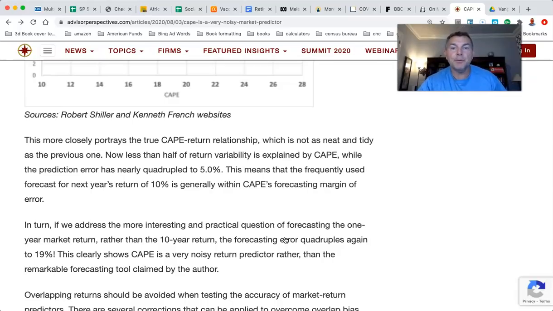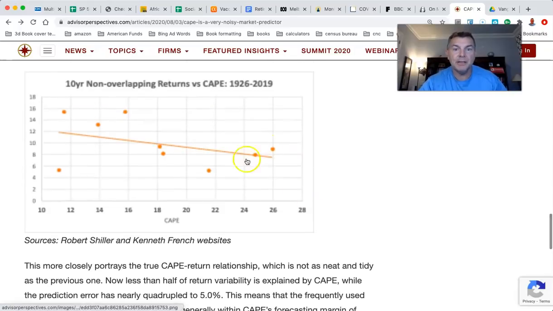Now, less than half the return variability is explained by Cape, while the prediction error has quadrupled to 5%. Because you simply can't say there's any predictability in a high Cape and a low return, or a low Cape and a high return. You could say here that there's some semblance of low Cape, high return. And here, it does go down a little bit. There is some evidence to say the lower the Cape, the higher the returns. The higher the Cape, the lower the returns.